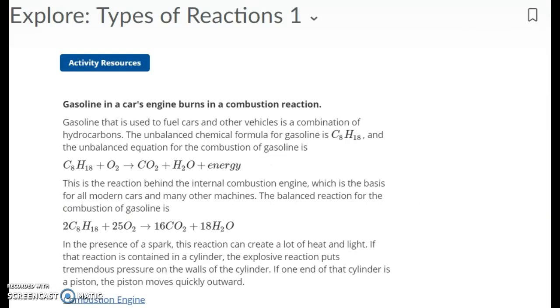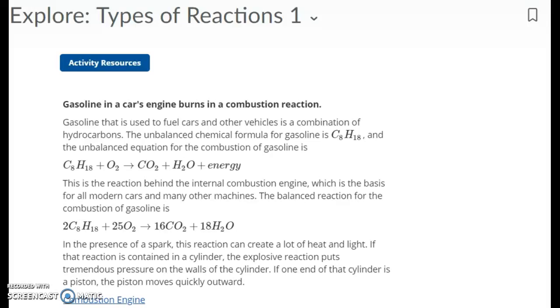Gasoline in a car's engine burns in a combustion reaction. Gasoline that is used to fuel cars and other vehicles is a combustion of hydrocarbons. The unbalanced chemical formula for gasoline is C8H18, and the unbalanced chemical equation for combustion of gasoline is C8H18 plus O2, so oxygen gas, yields CO2, carbon dioxide, plus water, plus energy. This is the reaction behind the internal combustion engine. In other words, what's inside your car and makes it go, which is the basis for all modern cars and many other machines.